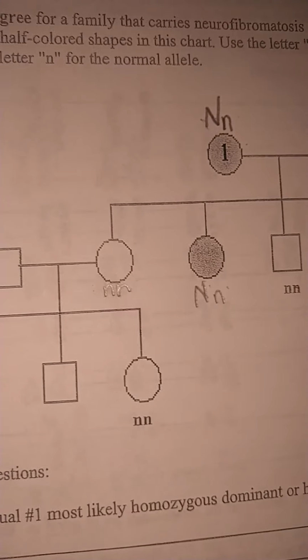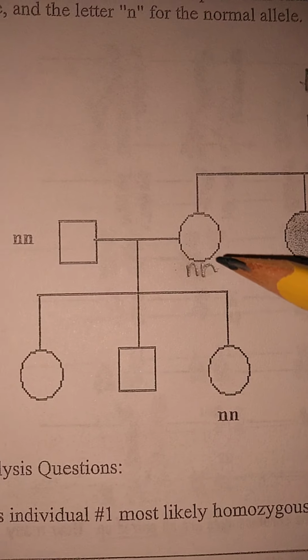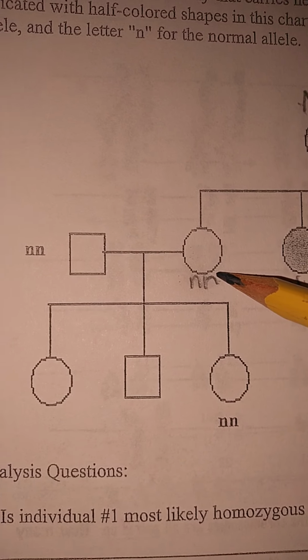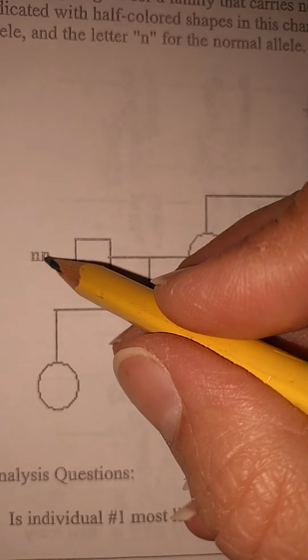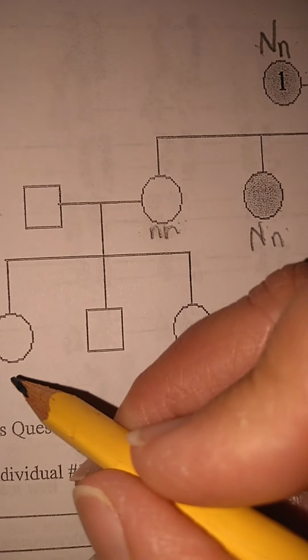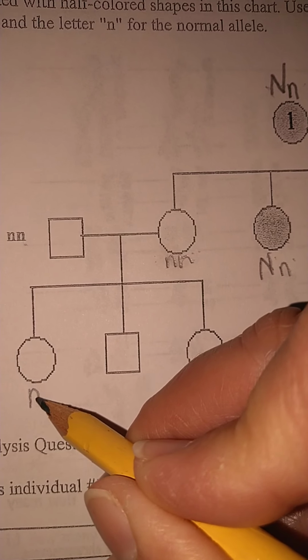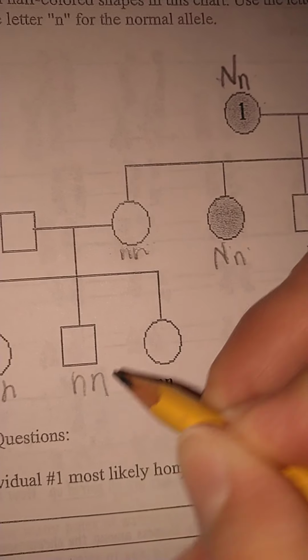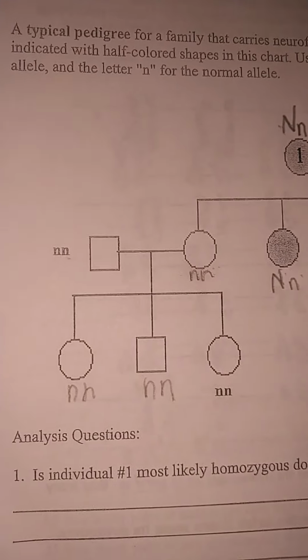Then we go back and look at this one over here. This daughter who was not affected, had the recessive phenotype of no neurofibromatosis, married somebody else that was little n, little n. So of course mom can only give little n's, dad can only give little n's. So all their offspring would be little n, little n.